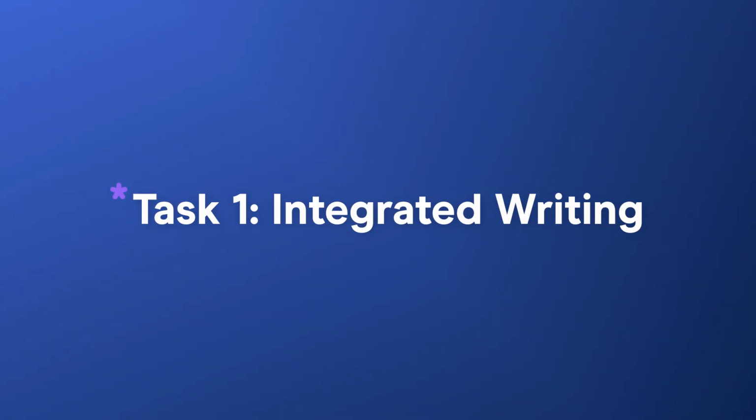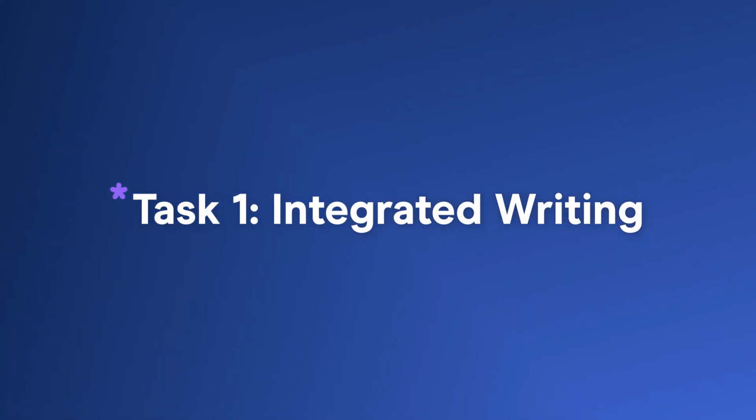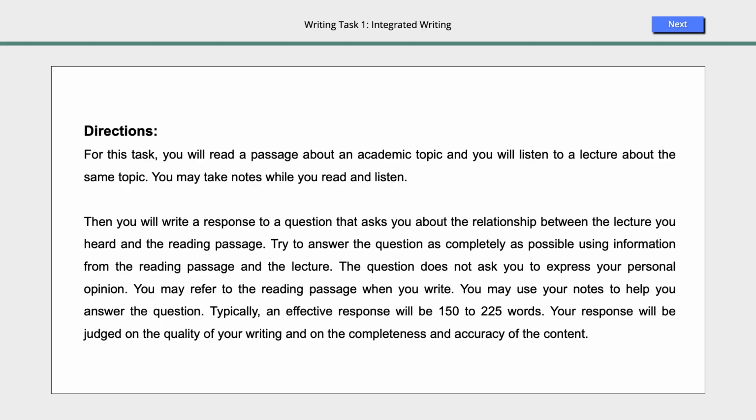Okay, let's begin with Task 1, Integrated Writing. In this task, you need to read a passage, listen to a lecture, and then write a summary of the points in the lecture, being sure to compare it to the reading passage. First, you'll see directions. They say, for this task, you will read a passage about an academic topic and you will listen to a lecture about the same topic. You may take notes while you read and listen.